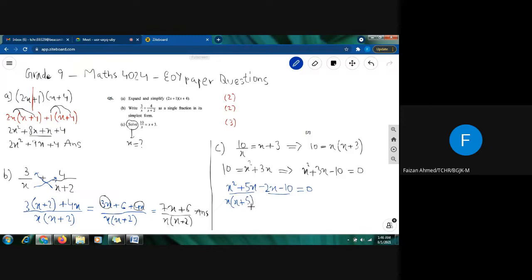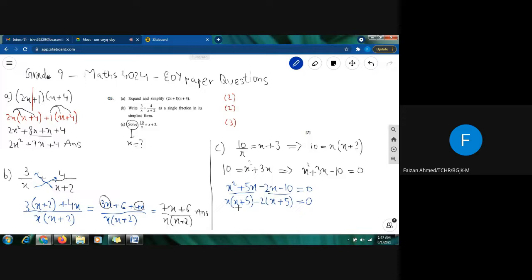And again, I have to take some common from these two terms. I can see that there are negative signs, so I can take a negative sign as common. And x is here, x is not here, so I cannot take x as common, but I can take 2 as common. When I take 2 as common, this will be x. Since I have taken negative as common, it will be positive inside the bracket. And I know that 2 times 5 is 10. So this will be x plus 5 equals to 0.